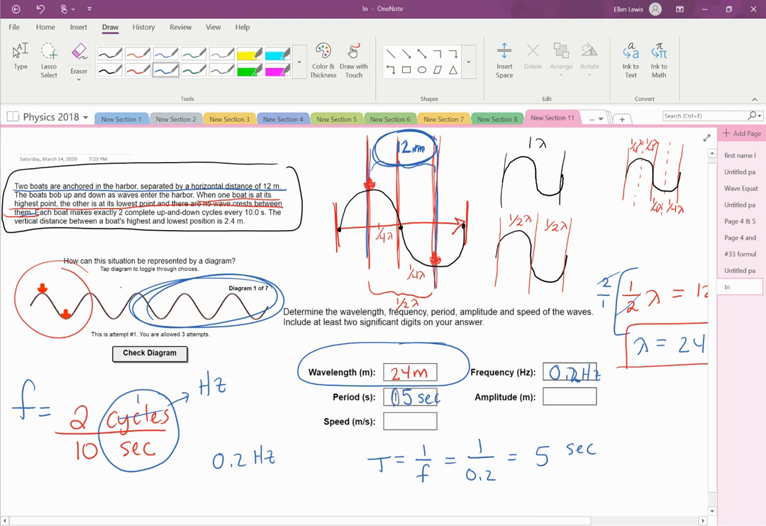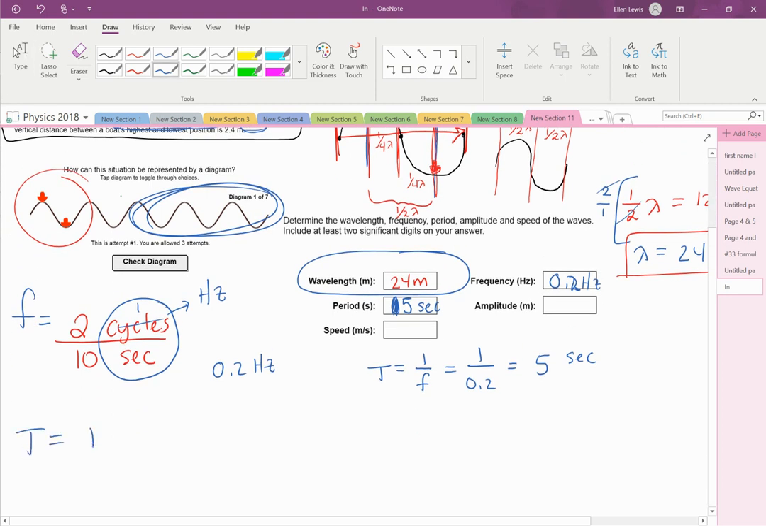Sorry, my cursor was here when I copied the picture, so just forget about that little line. So there's another way you can get the period, though. You could say, oh, it took 10 seconds to make 2 complete cycles. So you also could have said 10 seconds per 2 cycles. And so that's also 5 seconds per cycle. And a cycle really isn't a unit, so that gives you 5 seconds.